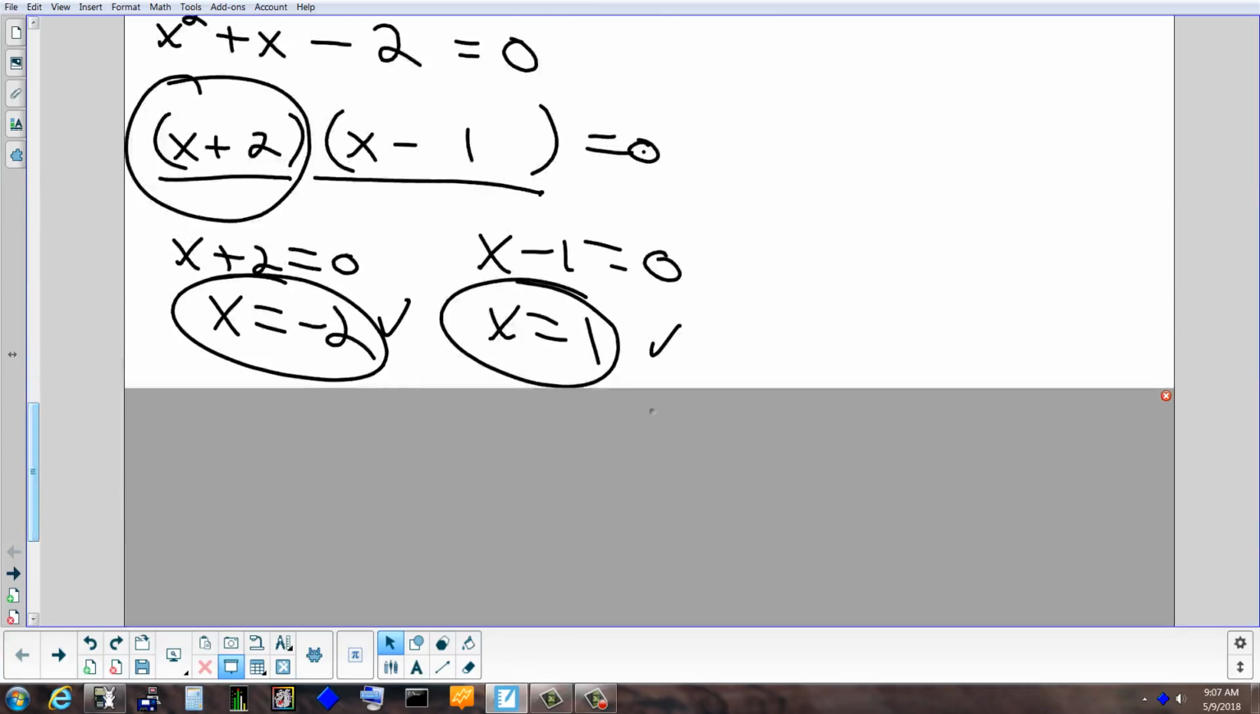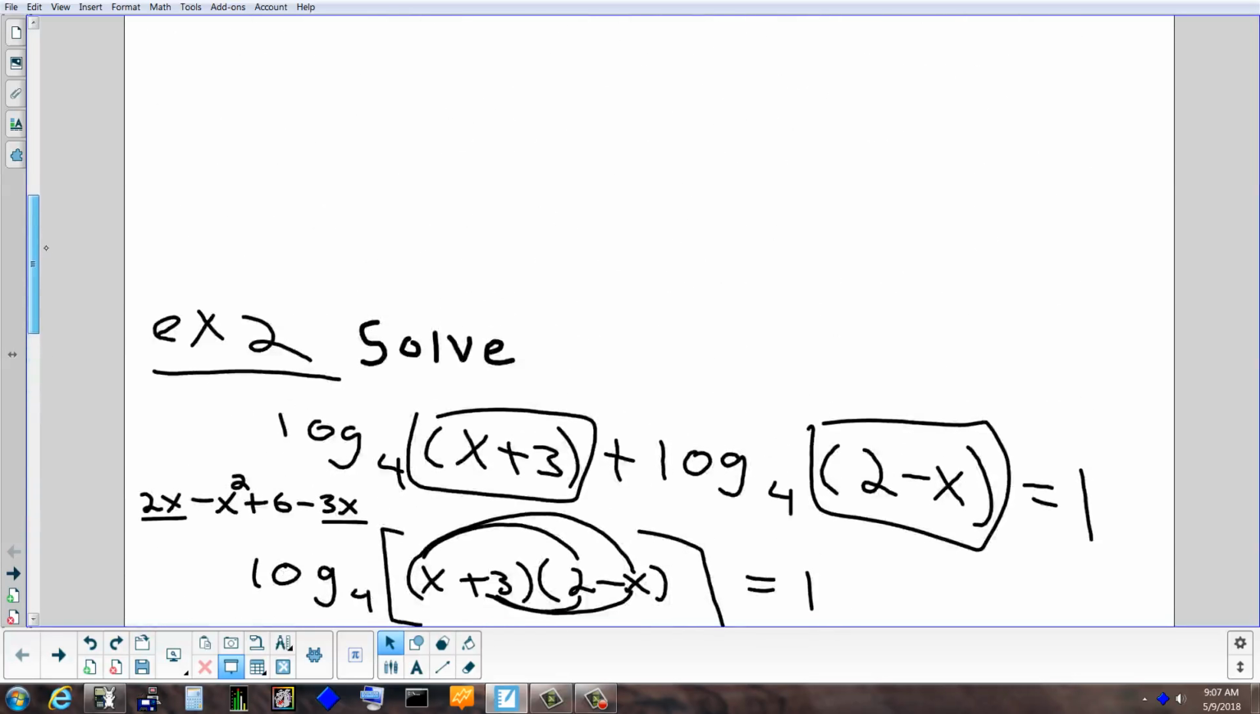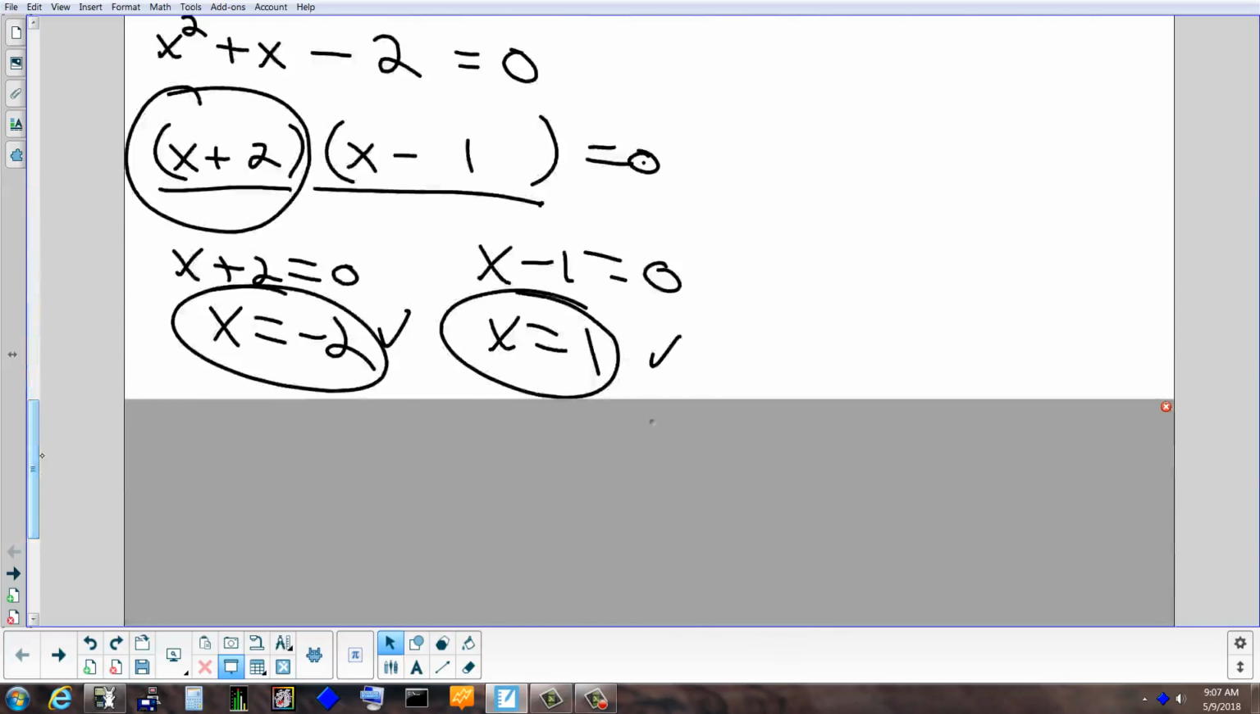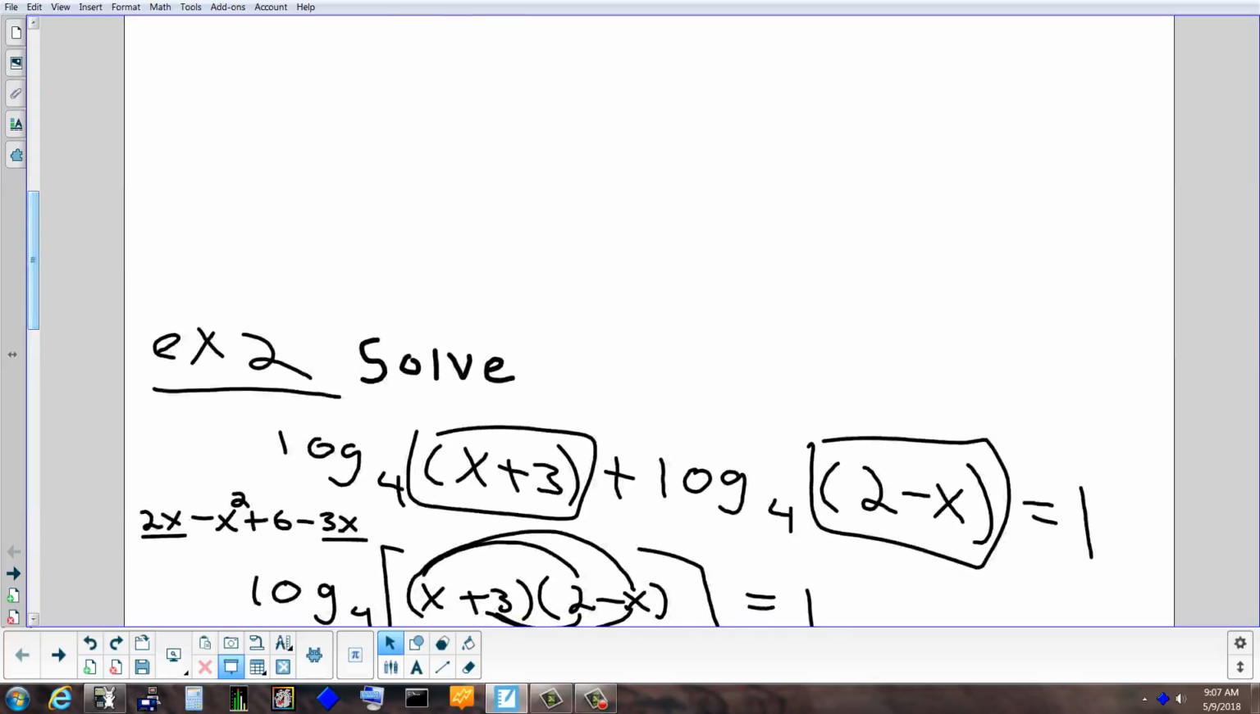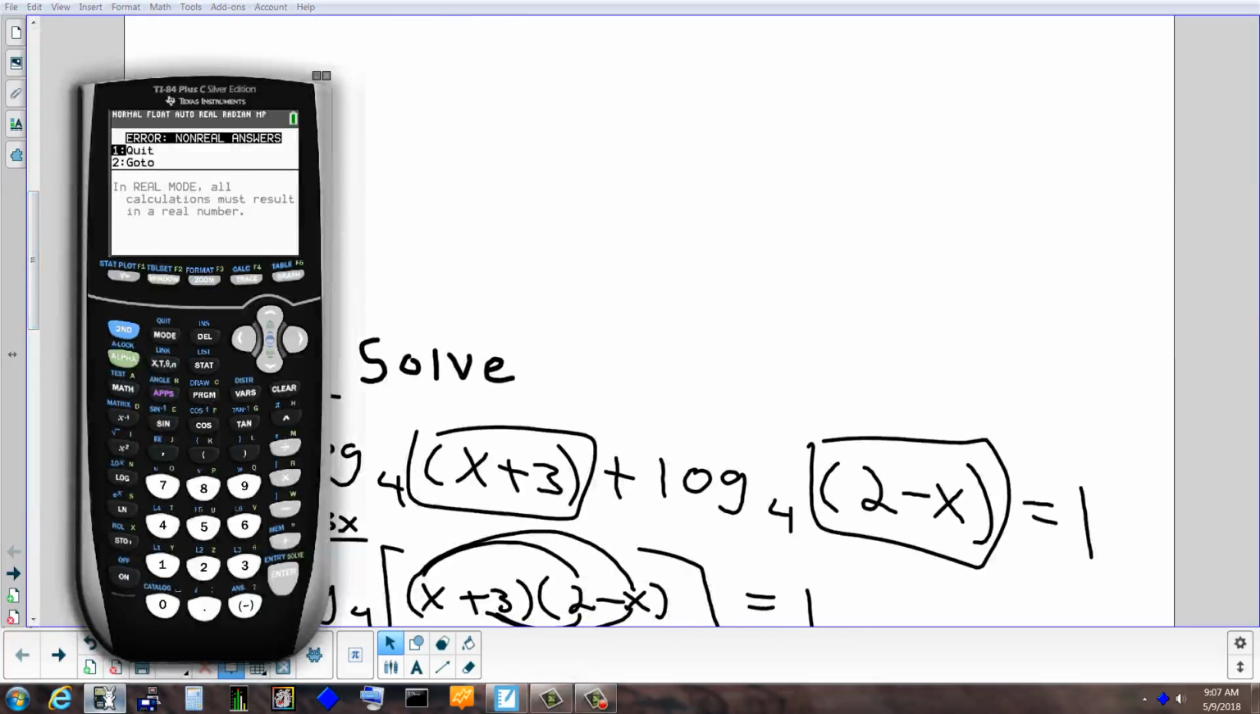When you did that, were you just looking for if they were positive or negative? Yep. I was just looking if they came out negative. Because if what I put a box around comes out negative, the answer doesn't work. So let's say you got x equals 5. When you go to check it, you'd be like, okay, 5 plus 3 is 8. It would work there. Wait a minute. 2 minus 5? That's negative 3. You can't take the log of negative 3. So if it comes out negative, it doesn't work.